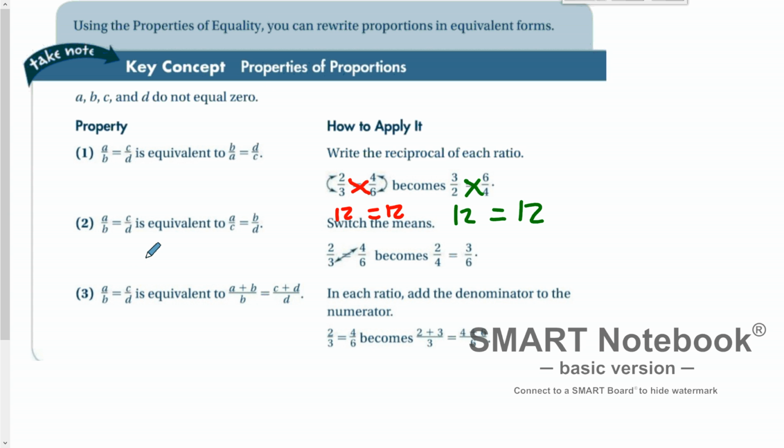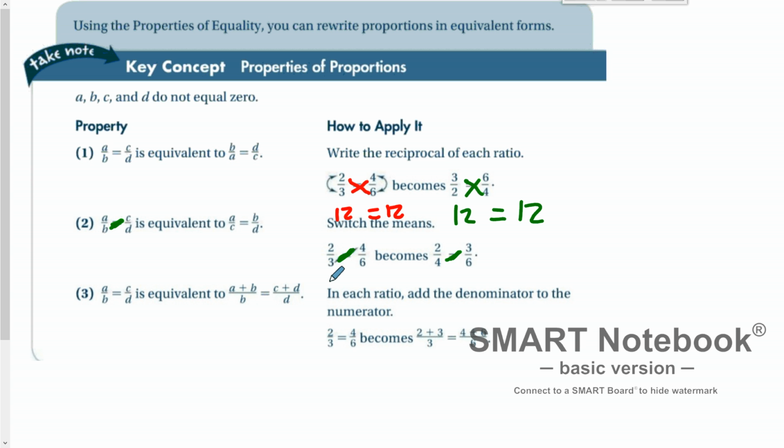Okay, second one is I switch the means. These ones right here are the means, and they just switch places. It's only b and c here. So for this one, it'd only be 3 and 4 switch places, and we can check that. So they're right here, they switch places.